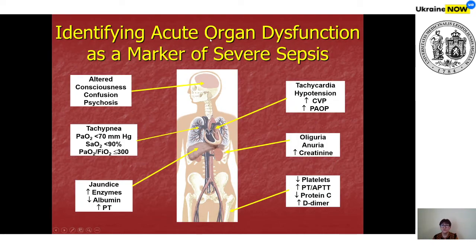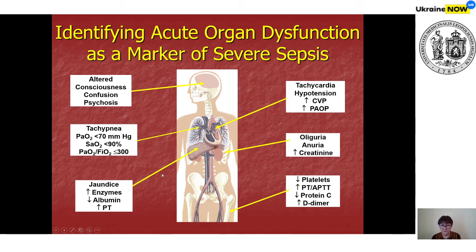How to identify acute organ dysfunction as a marker of severe sepsis? For brain function, it's altered consciousness, confusion, psychosis. For the respiratory system, it's partial pressure of oxygen in blood less than 70 millimeters of mercury, saturation of arterial blood less than 90%, and oxygenation index, dividing partial pressure of oxygen by fractional concentration of oxygen in inspired air, when it's less than 300. These are the signs of respiratory dysfunction.